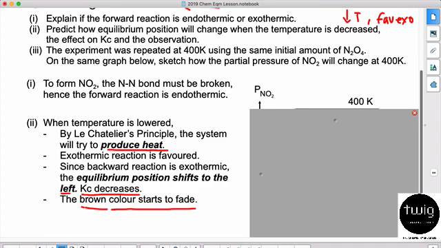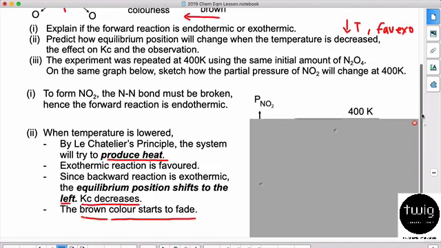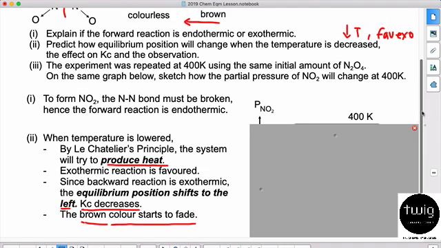This one is also quite okay. I think most of you got it. It was repeated at a higher temperature, so this one is the opposite. When temperature is increased, the system will try to absorb heat, so favor endo. Favor endo means the position of equilibrium shifts right. If it shifts right, you produce more NO2.